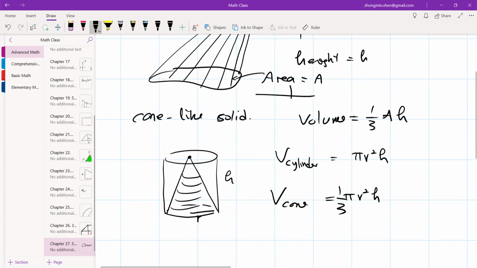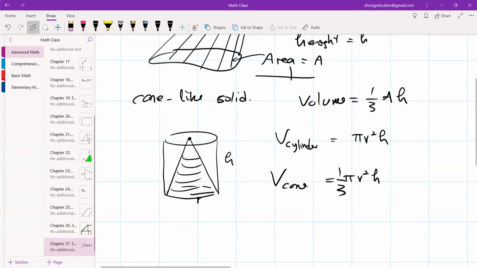This is proved using advanced mathematics. You cannot prove that using elementary mathematics. The formulas we're going to study here, you cannot prove using elementary mathematics. You have to take calculus 1 or 2 in order to get a proof. So we just accept those formulas. We're going to use them.